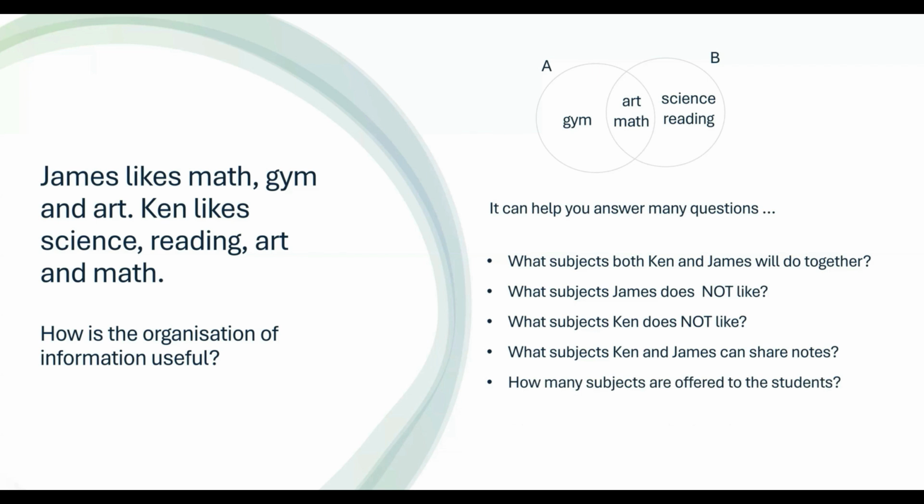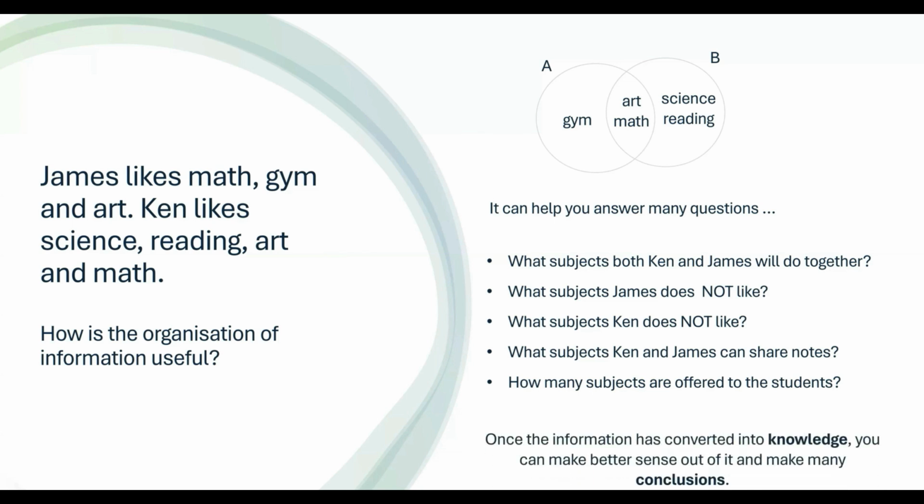Okay, how many subjects are offered to the students? How many different subjects? If you look at them, you can count them: gym, art, math, science, and reading. So 5 subjects altogether. Now, you can see that once the information has been converted into knowledge, you can make better sense out of the information and you can make many conclusions.